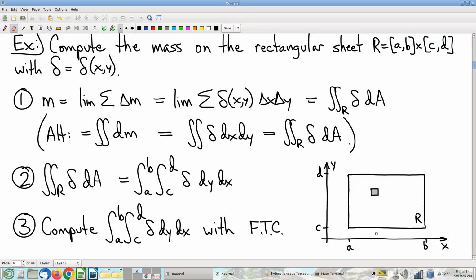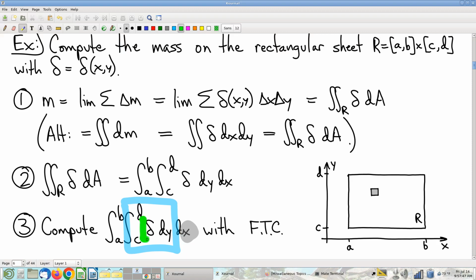Alrighty. And then step 3, plug and chug. And so now we've already done this kind of thing. We know how to compute iterated integrals. You start on the inside. You realize that for the purposes of this integral, delta is a single variable function. Remember that x, the variable further to the outside, is to be treated as a constant.